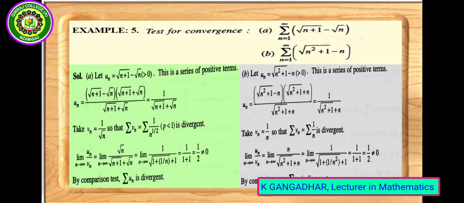So now one more problem. Sigma root n plus 1 minus root n, and also sigma root n square plus 1 minus n. So here it is a rational function. If the function is a rational function, then we rationalize the numerator term. Next we apply the limit. So here the numerator term is rationalized.